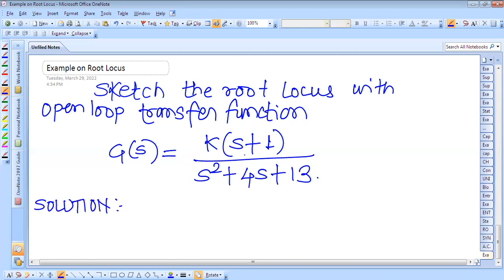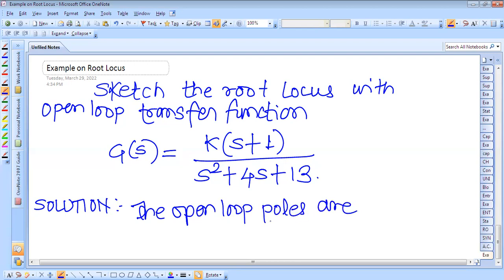So whenever the open loop transfer function is given, we have to find how many open loop poles and zeros are there. Okay, the open loop poles are at s is equal to -2 plus minus j3. So these are the roots of this equation.